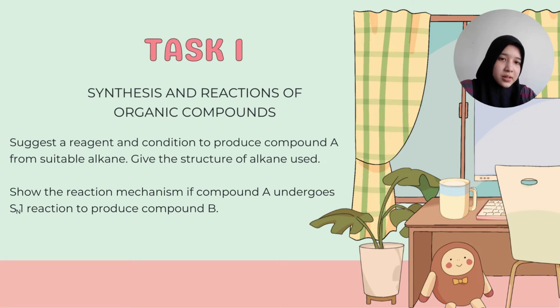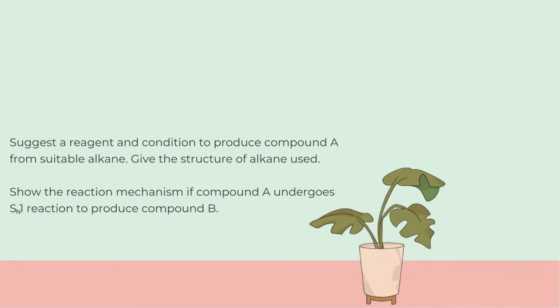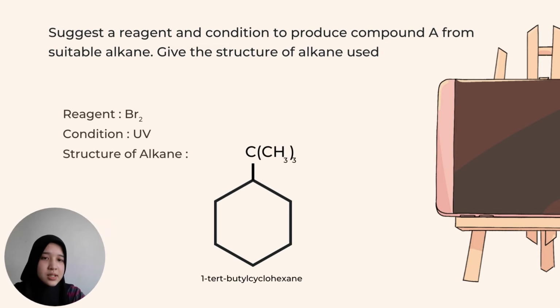So, moving on to the next part, which is synthesis and reactions of organic compounds. First question, suggest a reagent and condition to produce compound A from suitable alkene and give the structure of alkene used. So, for this chemical reaction, we use Br2 as reagent and the condition is in UV, and we use 1/3 butyl cyclohexane as alkene. This is the structure of alkene used.